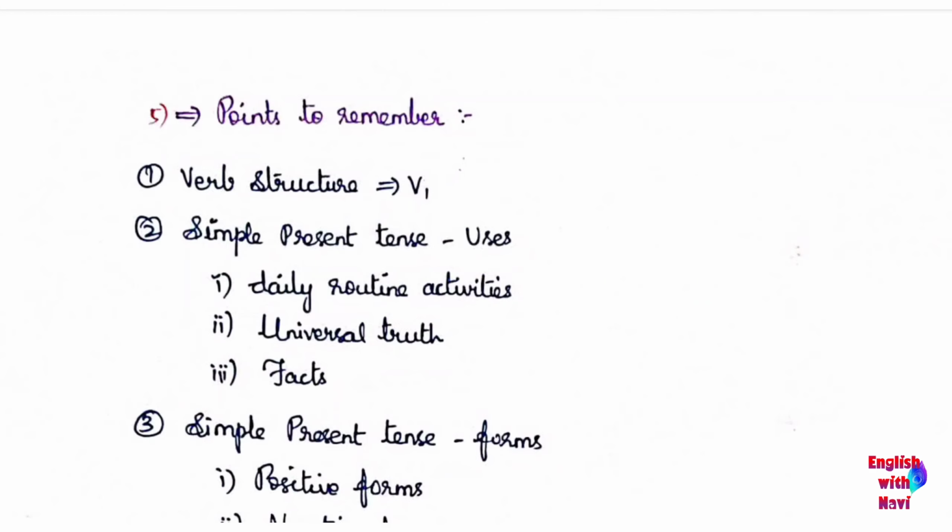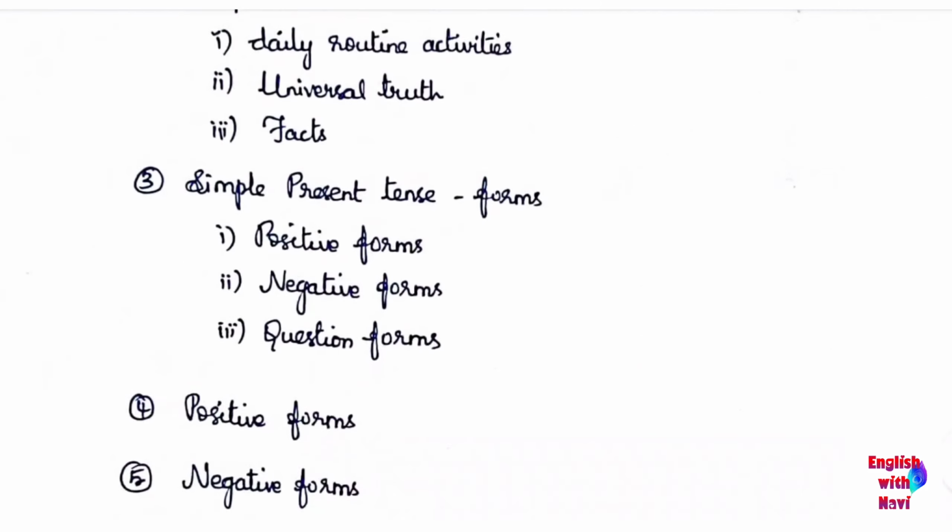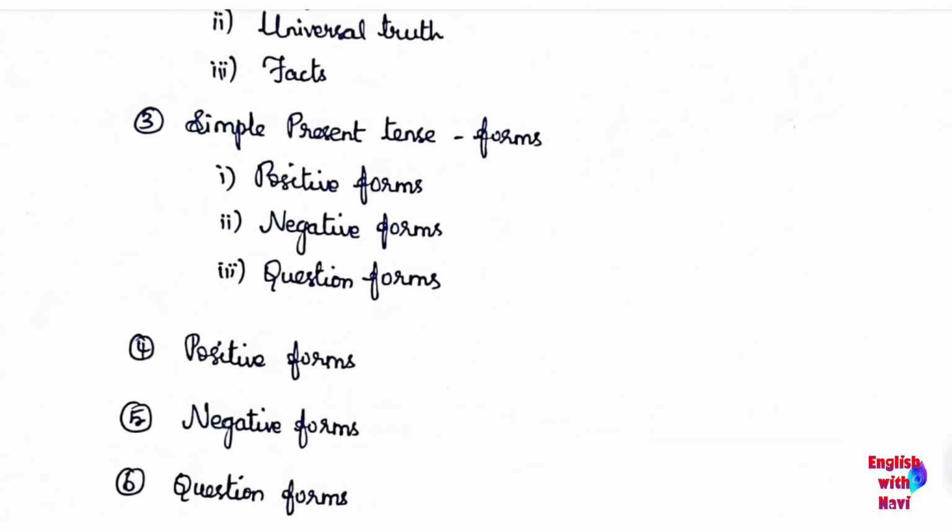Please note this down. As always, let's do a quick review. Are you ready? So what is the point number 1 we have learned? The verb structure of simple present tense would be V1. Okay, do you remember? And the next thing is, simple present tense can be used to describe daily routine activities, universal truth, and all kinds of facts. And what is the third point that you should keep in mind? We divided this into 3 forms. What are they? Positive forms, negative forms, question forms.